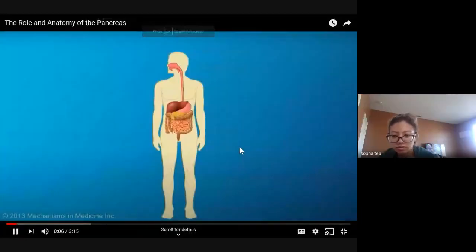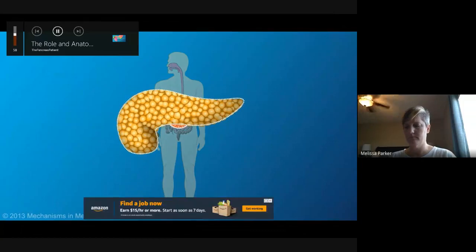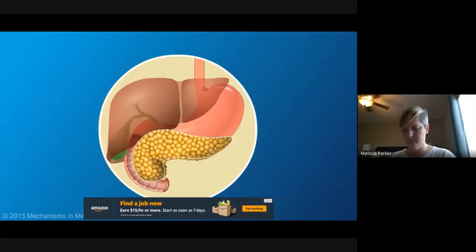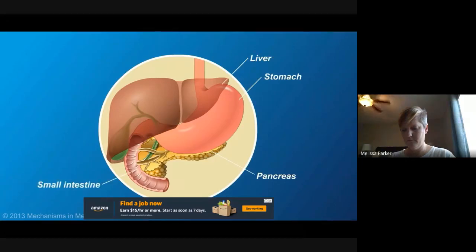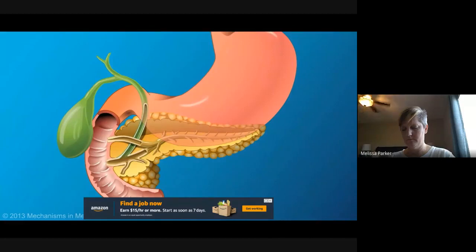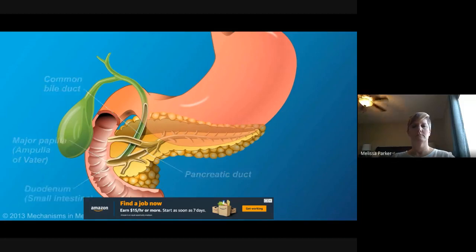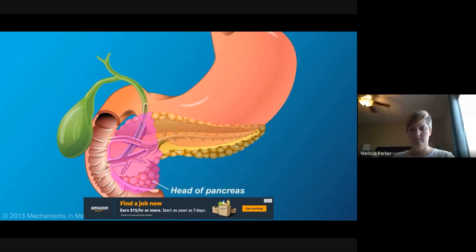All right. The pancreas is an important organ in the digestive system. It is located in the upper abdomen, directly behind the stomach, and next to the small intestine. In most adults, it is between 6 and 10 inches long and 2 inches wide. The pancreas is comprised primarily of a network of tubes or pancreatic ducts that release liquids into the upper portion of the small intestine, called the duodenum. Anatomically, the pancreas is divided into three regions: the head, the body, and the tail.